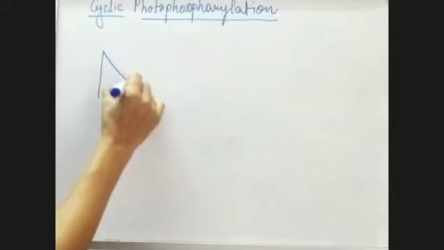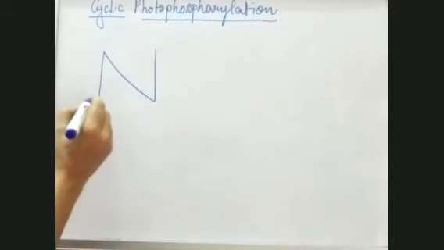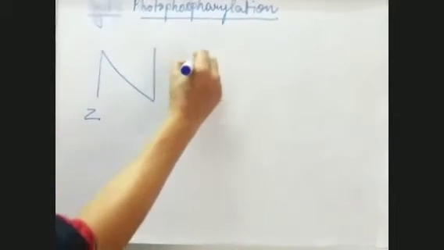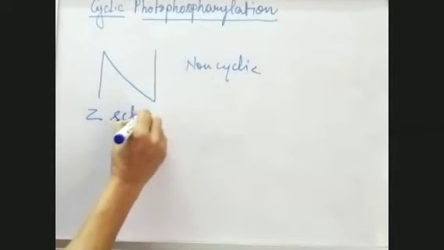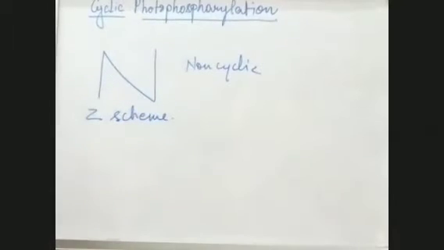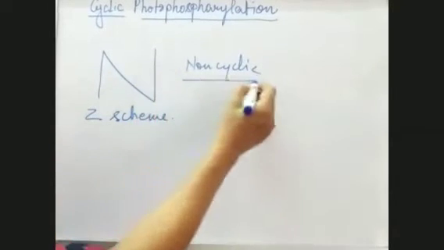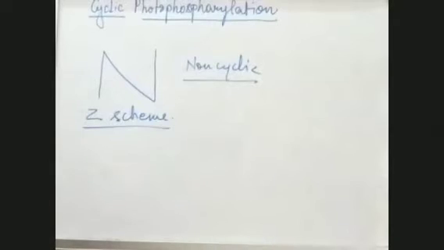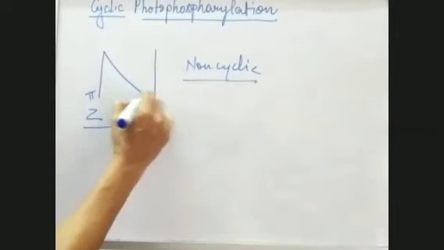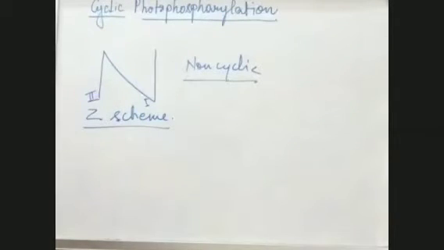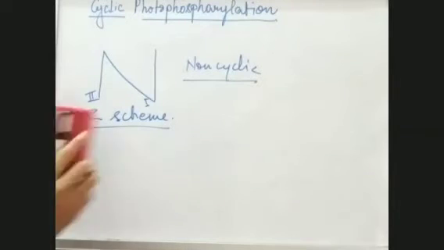Unlike non-cyclic photophosphorylation, which was like that, the Z scheme. That is why the non-cyclic was like this, and that is why it was also known as the Z scheme. And one thing more: there, two photosystems were there, photosystem 2 and photosystem 1. Unlike that, this is cyclic. Cyclic means in a circle.